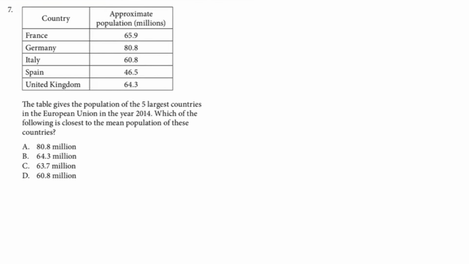In question number 7, it says that the table gives the population of the 5 largest countries in the European Union in the year 2014. Which of the following is the closest mean population of these countries? So I'm going to go ahead and underline this. So we can calculate quite a few things or come up with a couple of different things to answer. Not just the mean, but I'm going to do each one individually.